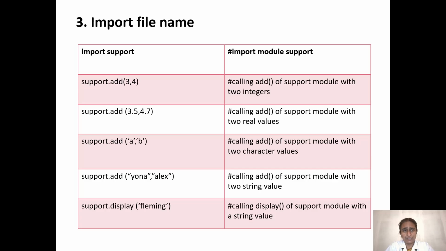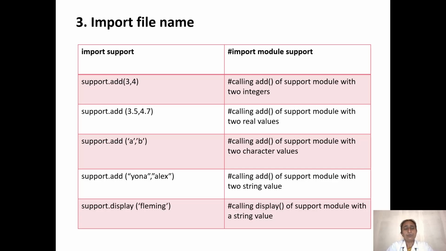Next, import file name. First is import support, importing the support module. Support add adds 2 variables. It is supporting the module with two integers. Next is support add with 4 values, supported with two real values. Next, support add a comma b, which is calling the support module with two character values.